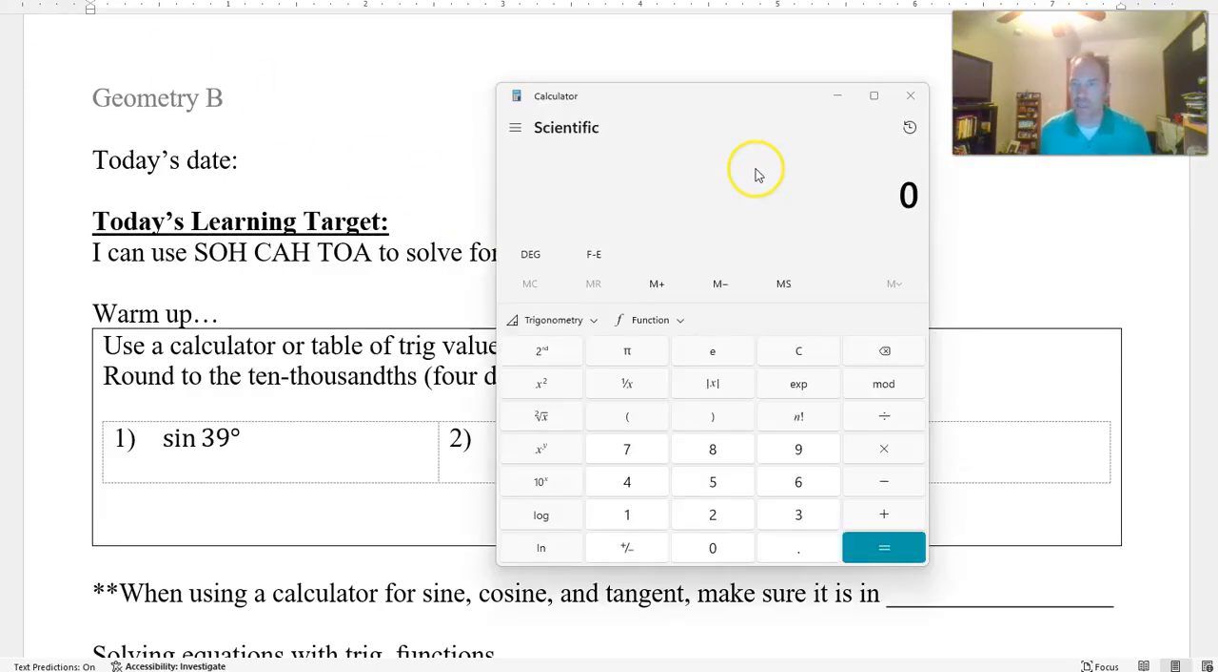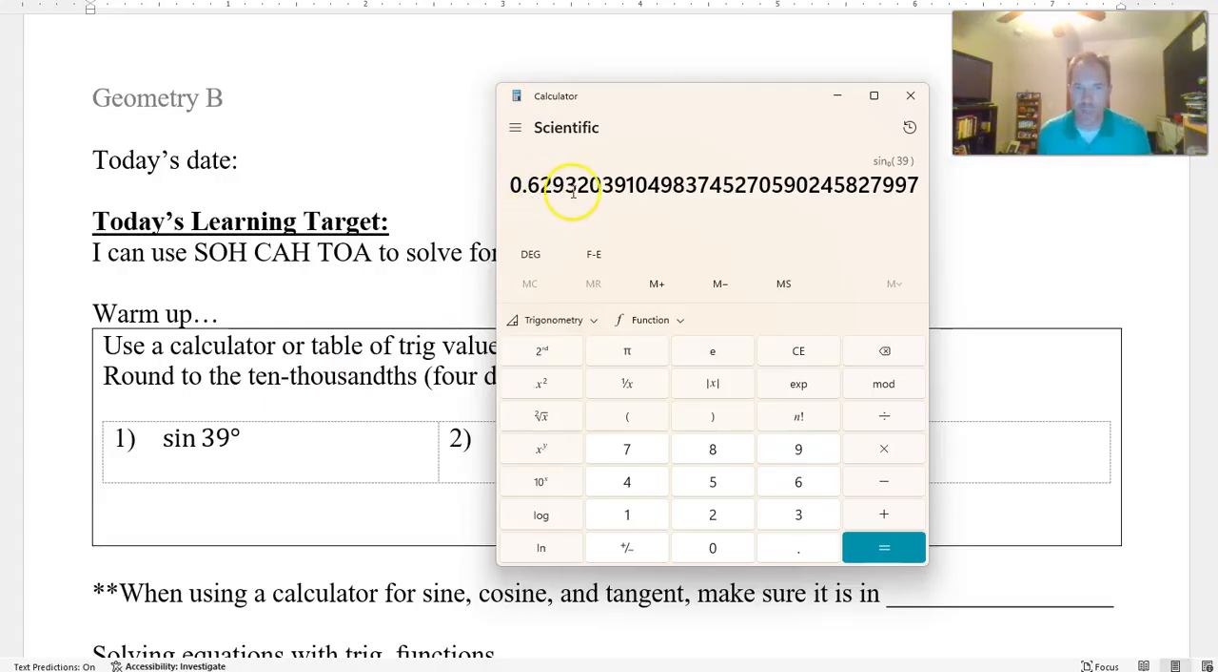Depending on the calculator that you use, at the time of this recording, my classroom set of calculators, you have to put the angle measurement in first. So sine of 39 degrees, we're going to do 39 first. Then you have to ask the calculator to do the sine of that angle. So there we go. And then rounding instructions, 10 thousandths is decimal point and 4 more digits.